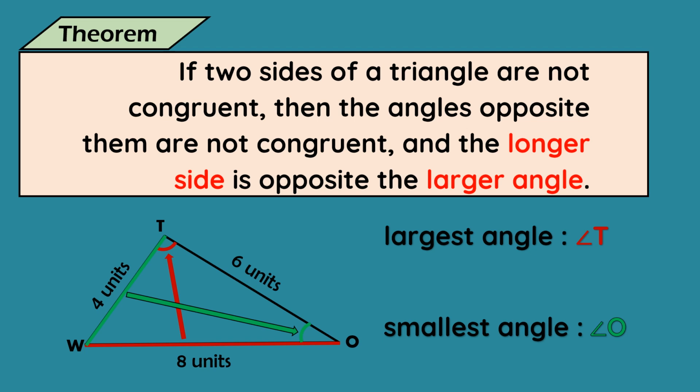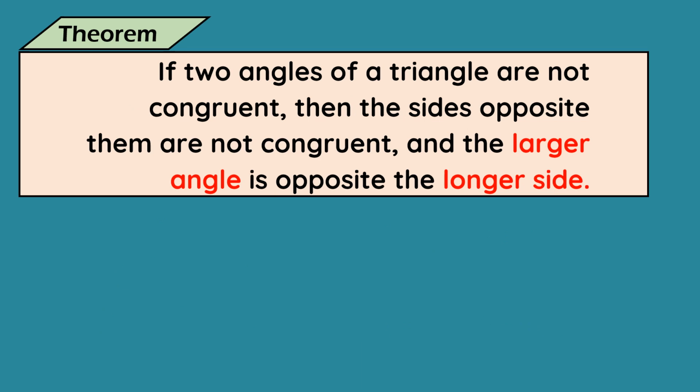And in the theorem, it also states that if two sides of a triangle are not congruent, so as you can see, segment WT and segment WO are not congruent, then the angles opposite them are also not congruent. As you can see once again, angle T is the largest angle, angle O is the smallest angle, therefore they are also not congruent. This theorem is just the opposite of the previous theorem. If two angles of a triangle are not congruent, then the sides opposite them are not congruent, and the larger angle is opposite the longer side.